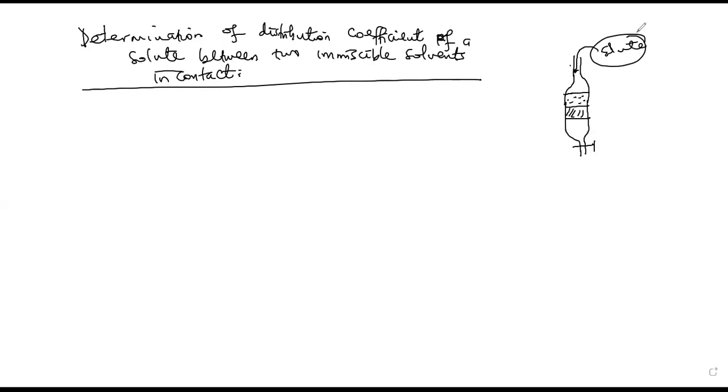But remember, it won't react with them, neither will it dissociate in them. So what happens is that the moment the mixture is shaken until equilibrium is established, then these layers are separated, and the concentration of the solute in each layer can be determined by titration. So we are going to look at how we get the concentration of the solute in each layer by the method of titration.